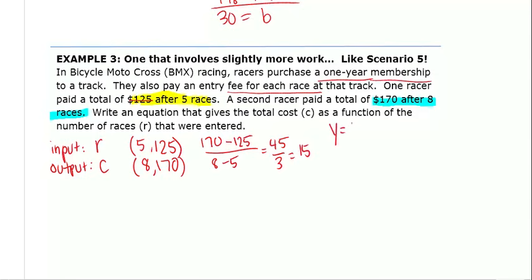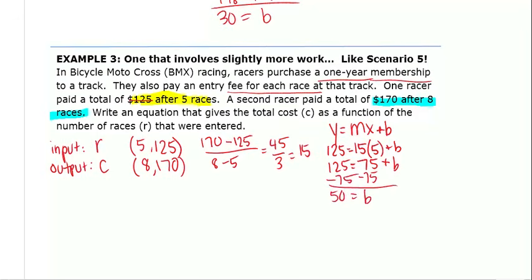So I'm going to plug something into y equals mx plus b. Remember, it does not matter which ordered pair you use. I'm looking at this, I like the ones with the smaller numbers, so that's what I'm going to use. So my y value is 125. We just figured out that the m is 15. The corresponding x that I'm using is 5. And I don't know the b yet. 15 times 5 is 75. And when I subtract 75 from both sides, I figured out that b equals 50.